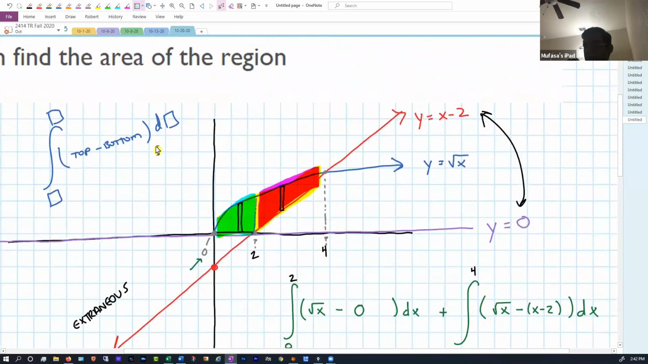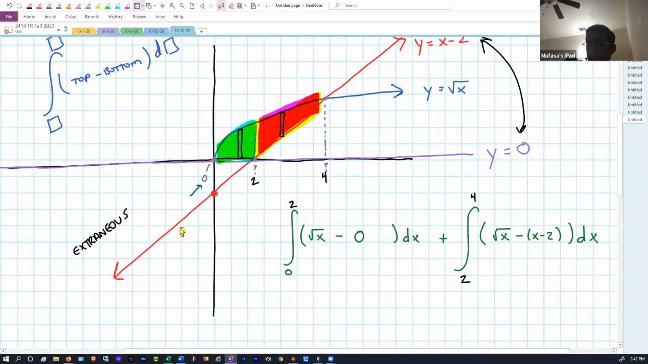And why is there a 0 on the radical? Here, the limit 2 over 0. Why is this 0? Because that's our first point for this region.